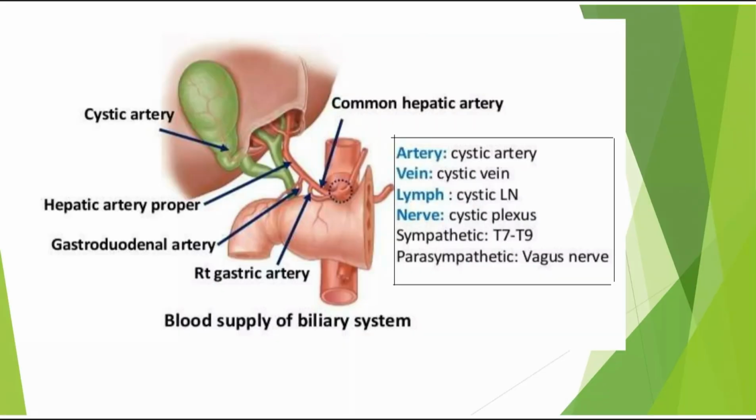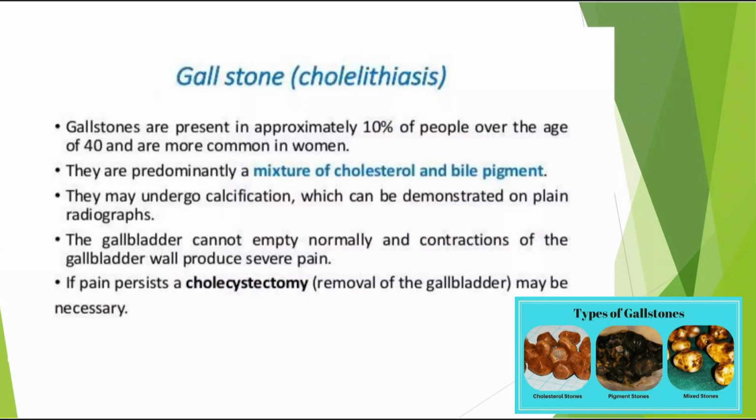Next, we'll study the arterial supply and nerve supply. This is a single slide that you can write and understand. The artery which supplies the gallbladder is the cystic artery. I am telling you the main one; there are other arteries that also supply it, but the most important is the cystic artery. Then cystic vein, cystic lymph node, cystic plexus. Very easy to learn. The nerve supply is also the vagus nerve at T7 to T9. This you have to learn.